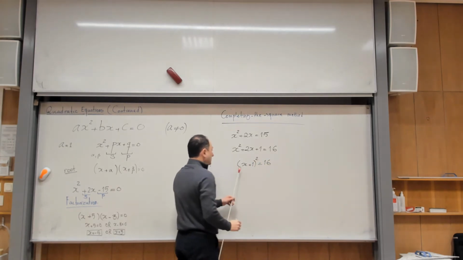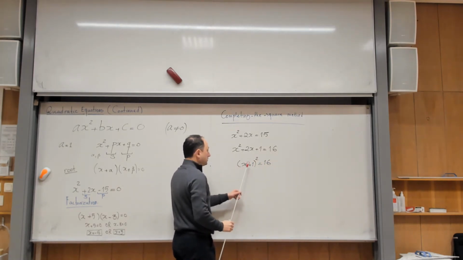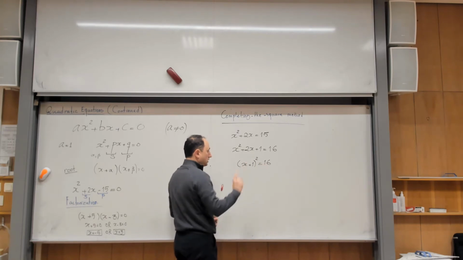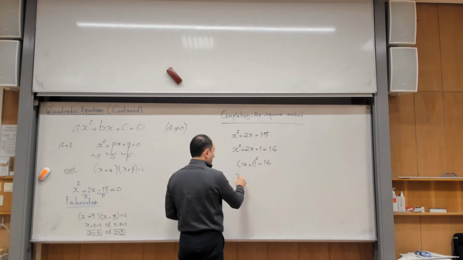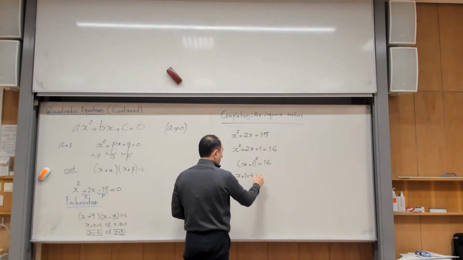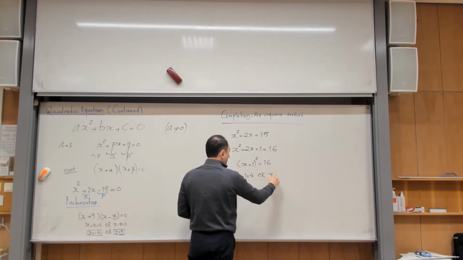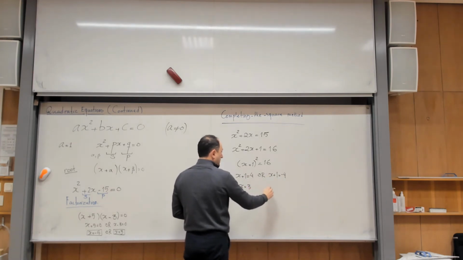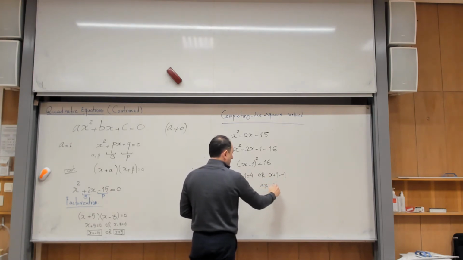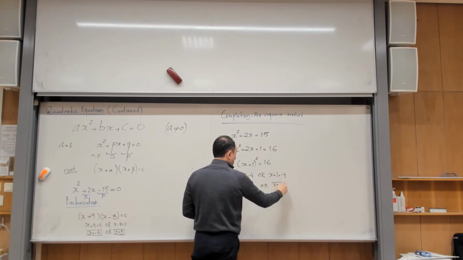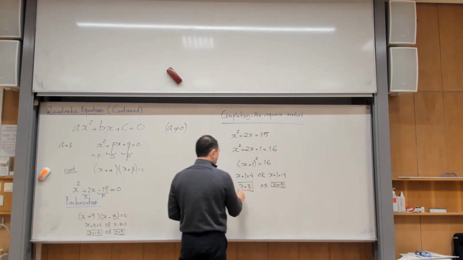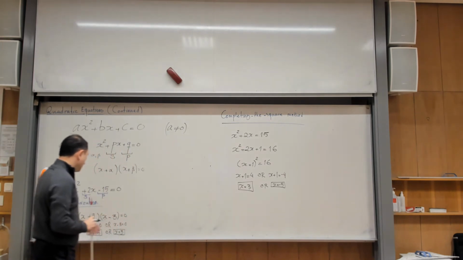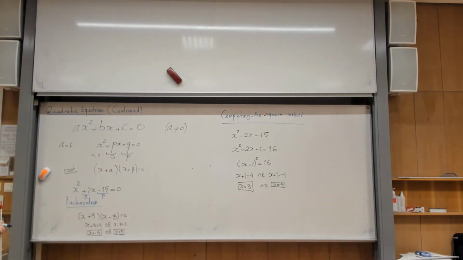And then don't get confused. What is the number whose square is 16? There is not one number, there are two numbers. One of them is positive 4, and the other one is negative 4. If x plus 1 is 4, the answer is 3. If x plus 1 is minus 4, then x is minus 5. So these are the roots of this equation. These are the answers. So that was what we learned.